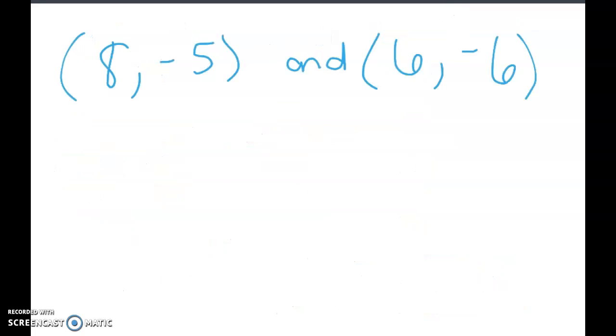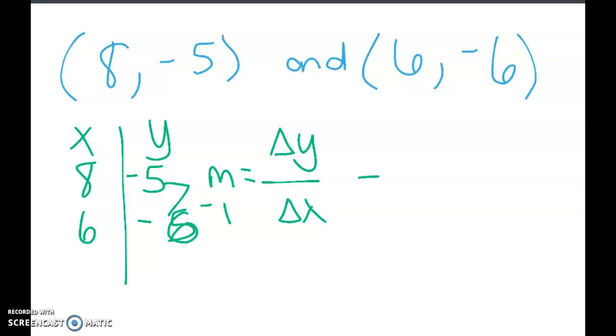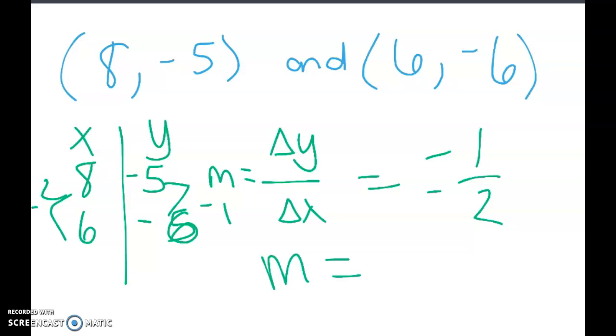All right, for the last example, I'll go ahead and solve this the same way that I've explained to solve the last 3. I'm going to first make a table. I'm going to put my points in here. And then I'm going to find my change in y, which is negative 1, and then my change in x, which is negative 2, and then I'll have a slope of 1/2.